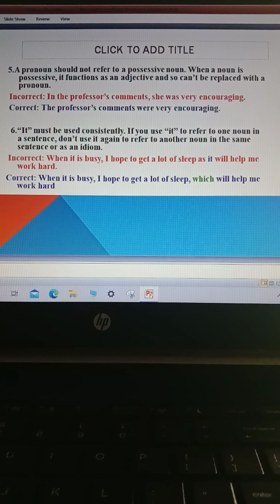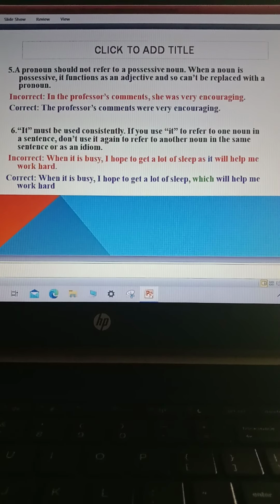Here is the example: when it is busy, I hope to get a lot of sleep as it will help me work hard. Correct answer: when it is busy, I hope to get a lot of sleep, which will help me work hard. I put which instead of it as the right answer. Here you see I use which instead of it as the green mark.